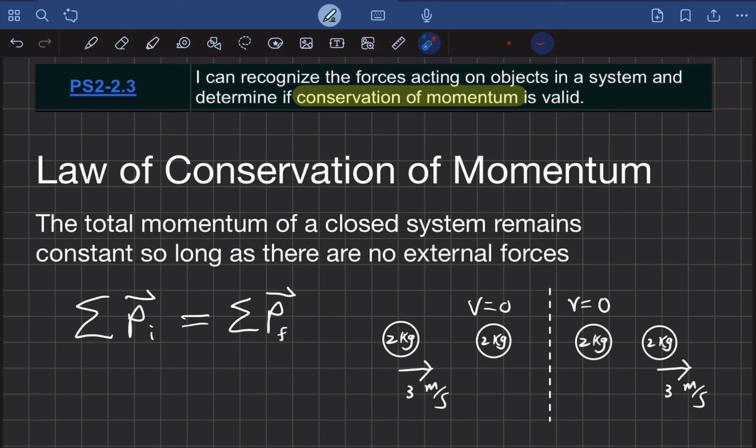The next learning objective is: I can recognize forces acting on objects in a system and determine if conservation of momentum is valid. Now this is the start of our talk about conservation of momentum, which is probably the most important concept in all of physics.